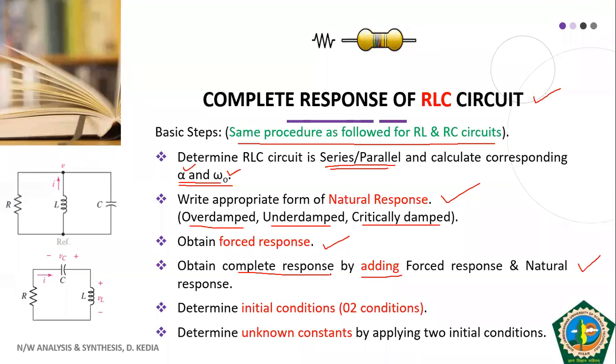And students, as I told you in the previous numerical examples also, in case of RLC circuit, we will have to determine two initial conditions, because in the equations of natural response, we had two variables. So for solving those two variables, we need two initial conditions. One initial condition will be directly determined by either calculating V0 or I0, and another condition will be through the derivative of that, that is either di by dt or dv by dt. So by using those conditions, we will determine the unknown constants by applying those two initial conditions.